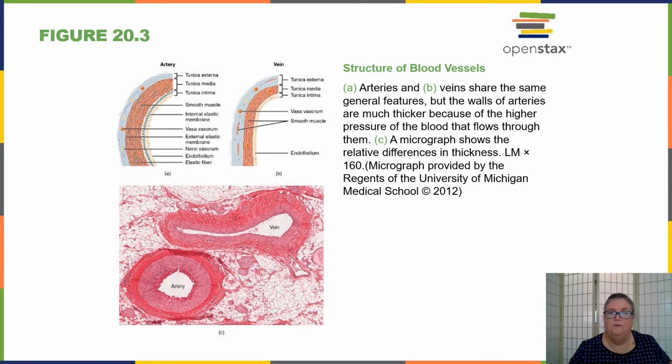So, structure of the blood vessels. Arteries and veins share the same general features, but the walls of the arteries are much thicker because of the high blood pressure. So when that ventricle of the heart squeezes, it's putting that blood under high pressure. So the aorta that's taking blood from the left ventricle under high pressure is extra strong. When you're doing a dissection, you can tell which is the aorta because the wall is thicker.